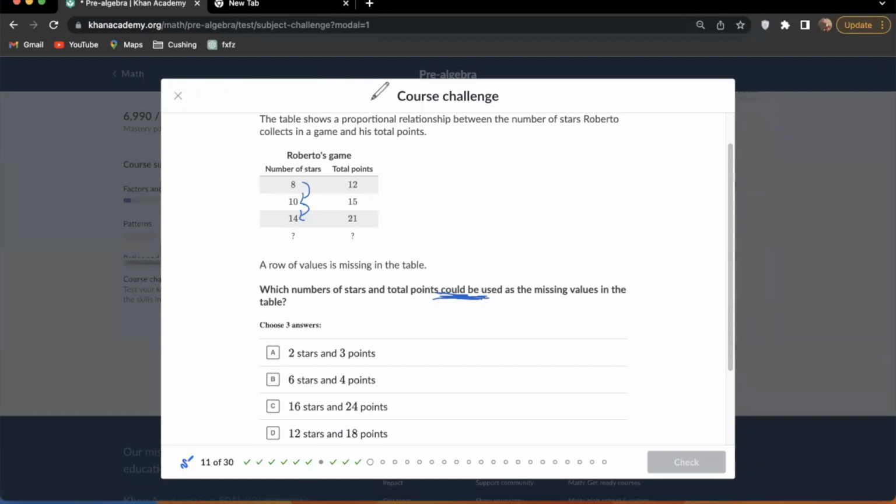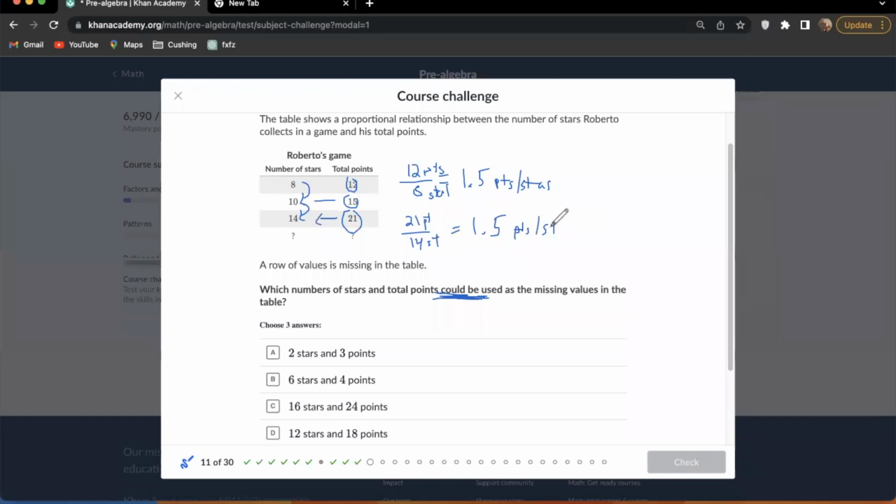So we need to figure out how many points per star. So 12 points, 8 stars. 15 points, 10 stars. 21 points, 14 stars. How many points per star? So I'll take the number of points and divide it by the number of stars. 12 divided by 8 is 1.5. This is points per star. 12 points, 8 stars, 1.5 points per star. So I can do that even here, 21 points divided by 14 stars. That also comes out to 1.5 points per star.